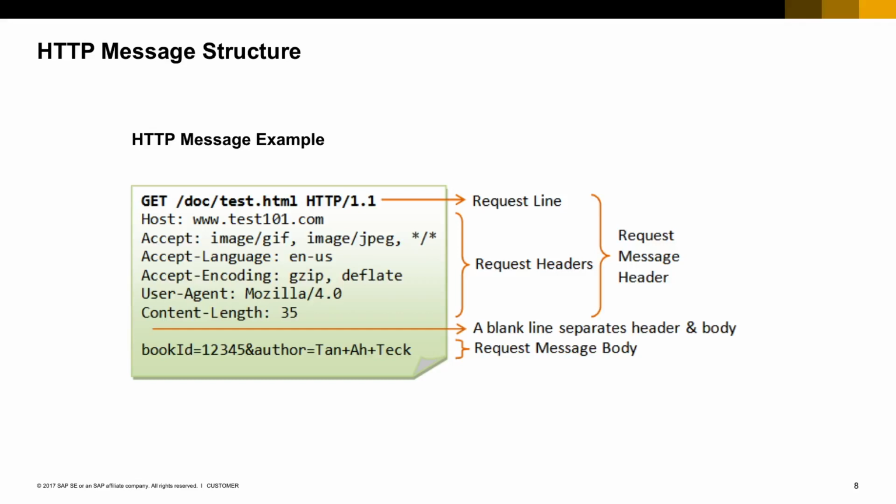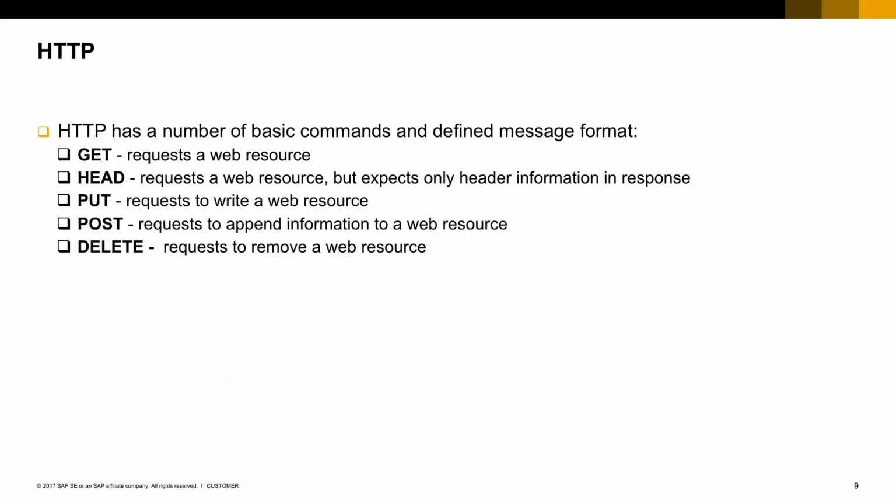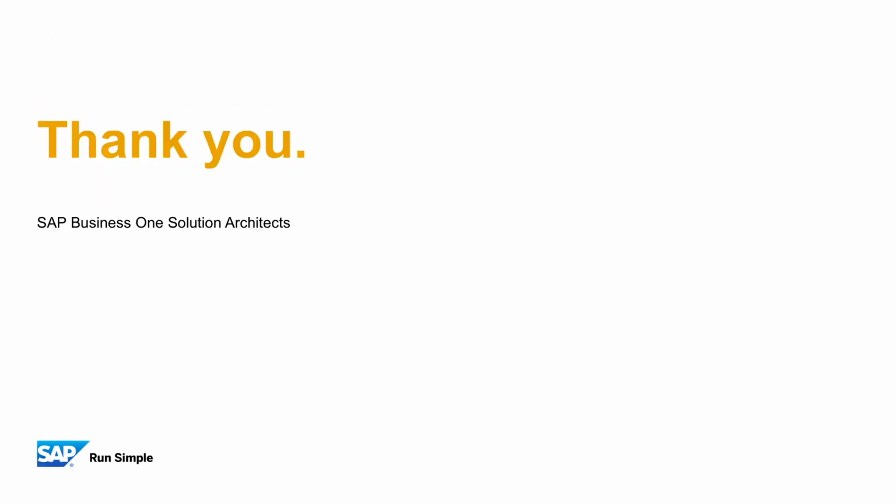In our case, for example, with Business One, I could specify that I want to retrieve information from a specific business partner or an item. There are several types of methods in HTTP. We just saw an example of the GET method to request a web resource, but we also have other methods like PUT and POST to write information in the server, to send information from the browser to the server, and also other methods. That concludes our unit.